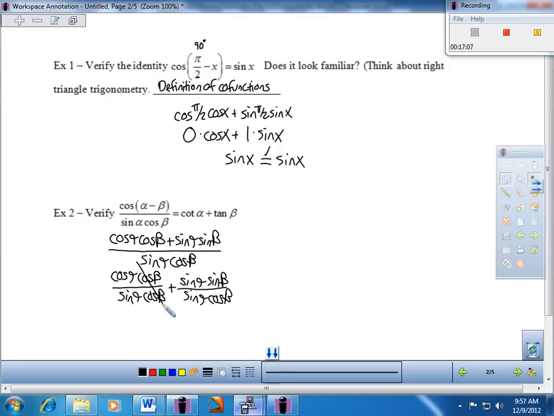So slash and burn that one. And then what are you left with? Cosine of alpha over sine of alpha. And lo and behold, guys, that's what this is. So there's my cotangent of alpha. Here's my plus in between, everyone.